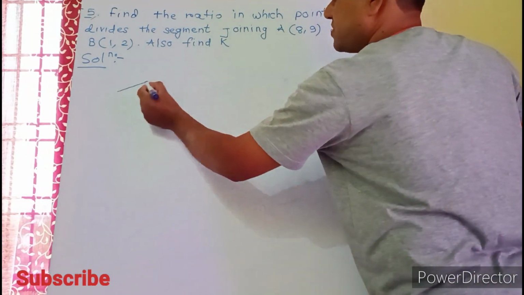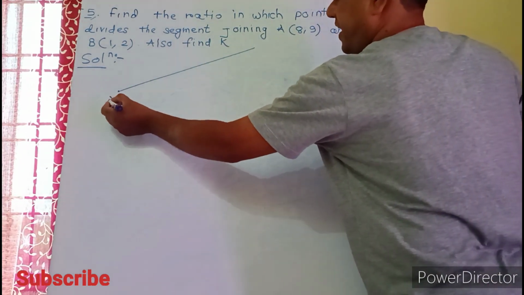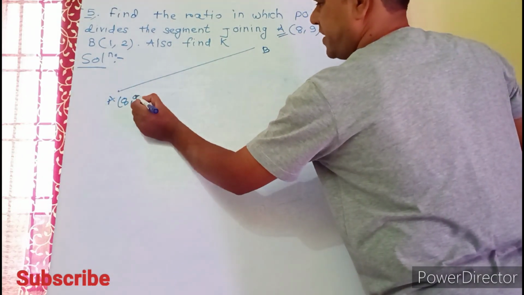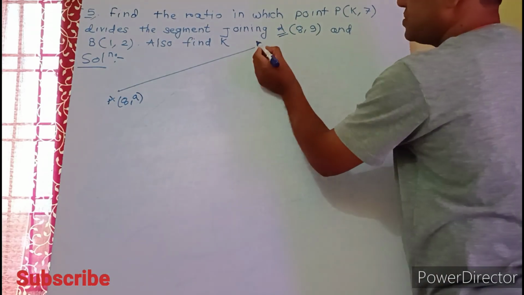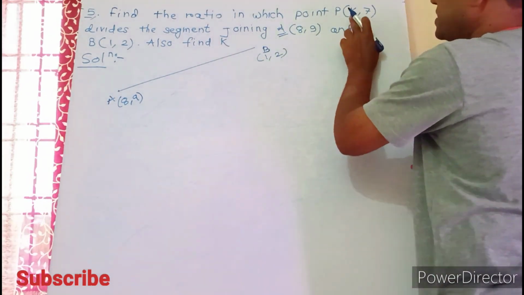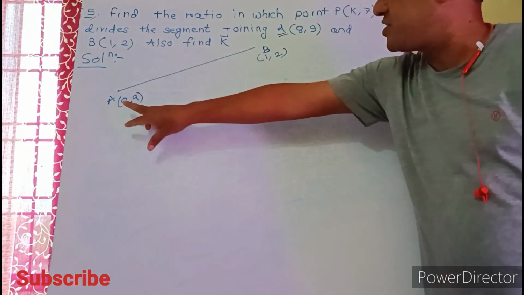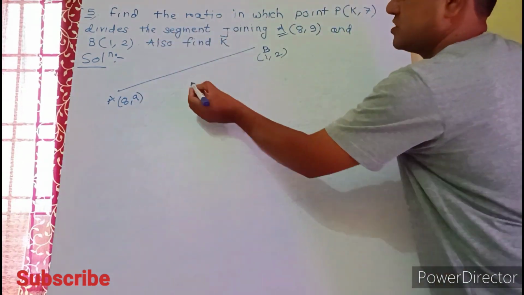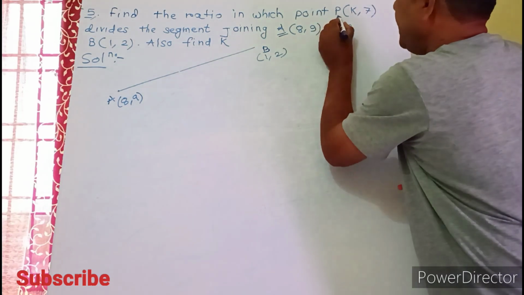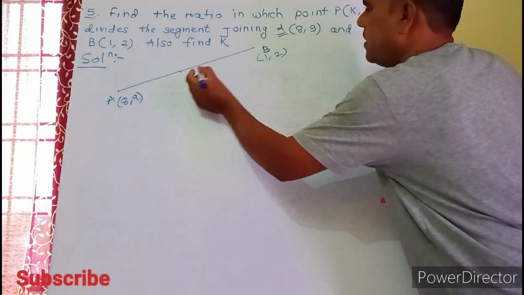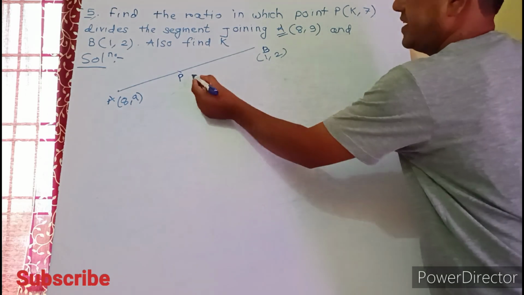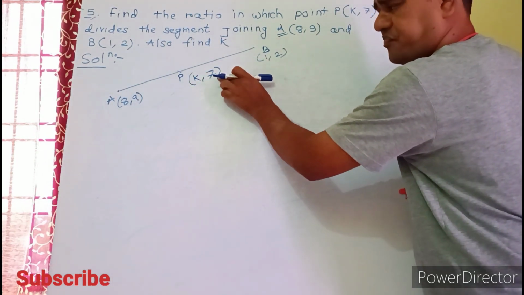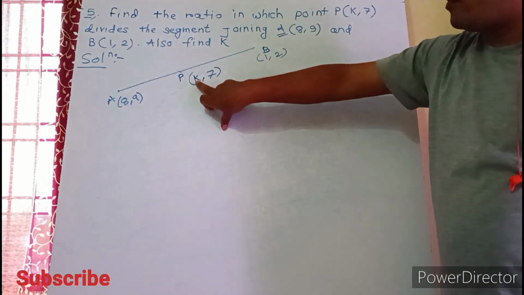Now let us consider a segment AB. This is A and this is B. A has given coordinates 8, 9, and B has given coordinates 1, 2. Let us consider a point P which is dividing the segment AB, meaning this point P is anywhere on AB. Let us consider that point P is here, with coordinates k, 7, where the x coordinate is k and the y coordinate is given. We have to find out this k.